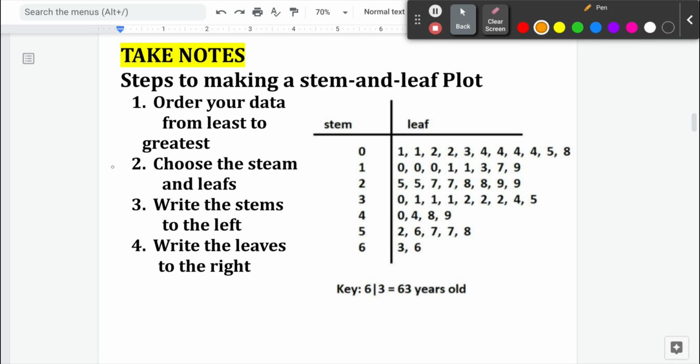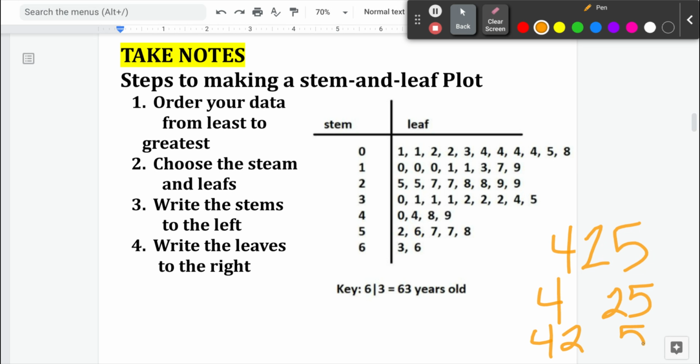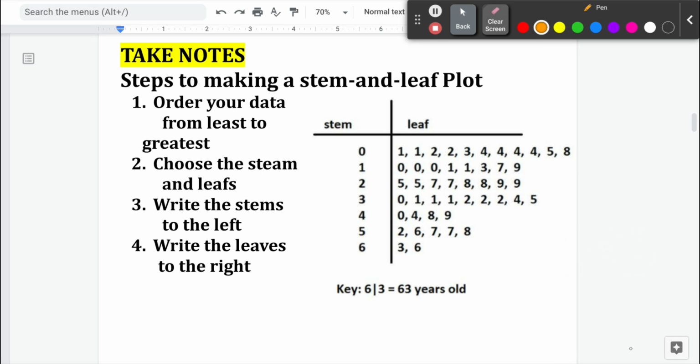Every year I get the question, well, what happens if you have the number 425? Well, you need to figure out how do you want to break that number up? Do you want to do a 4 and then a 25? Do you want to do a 42 and then a 5? And it's really going to depend on what other numbers are in your set of data. We'll pause the video to have more time to write this down.